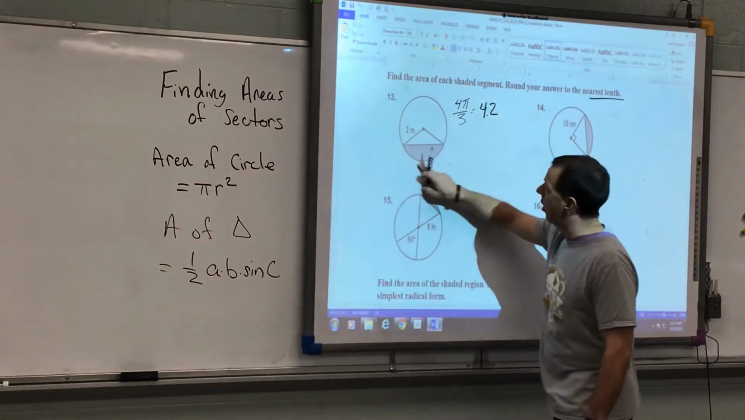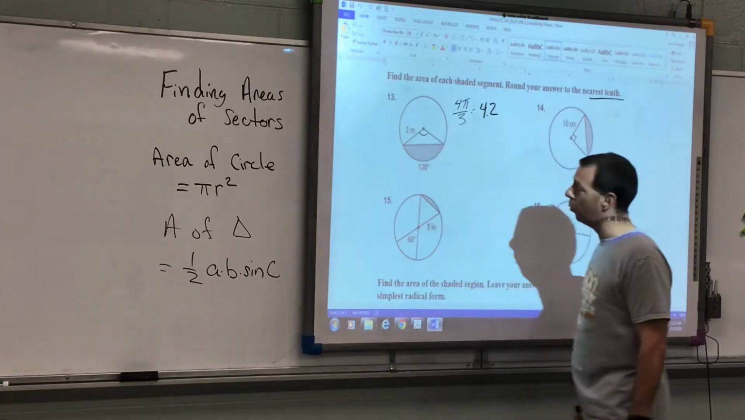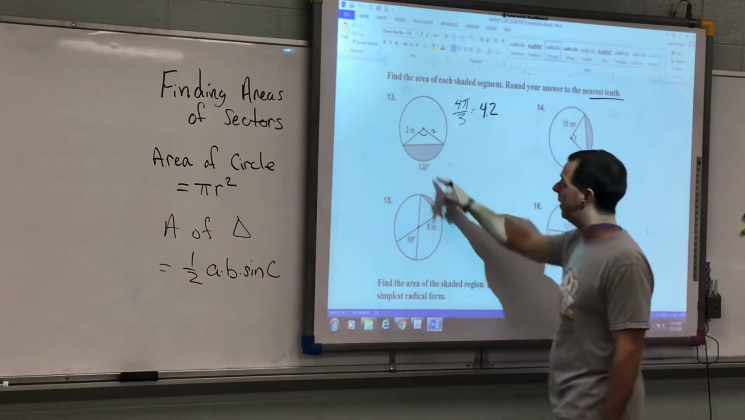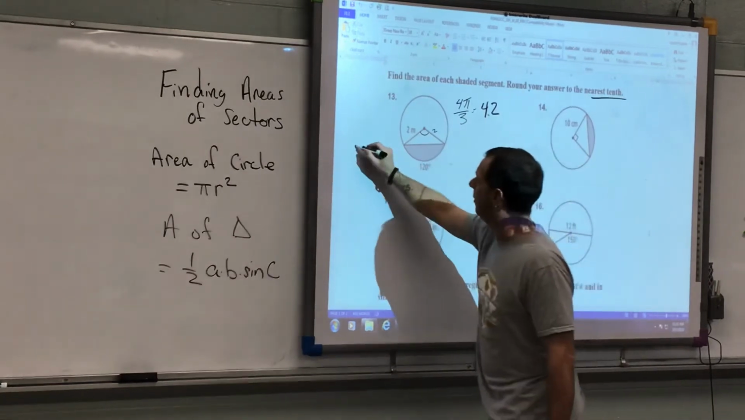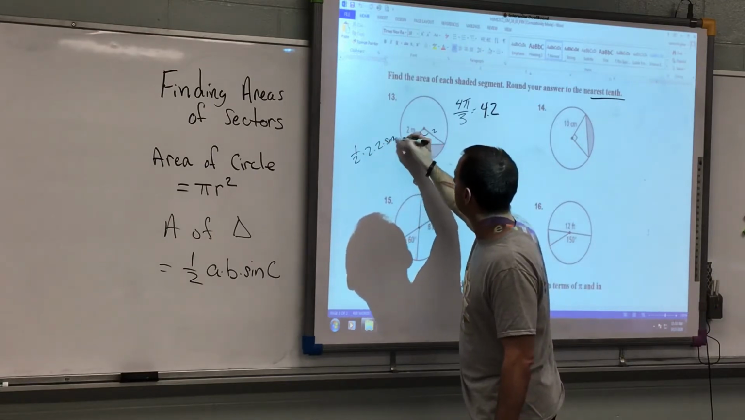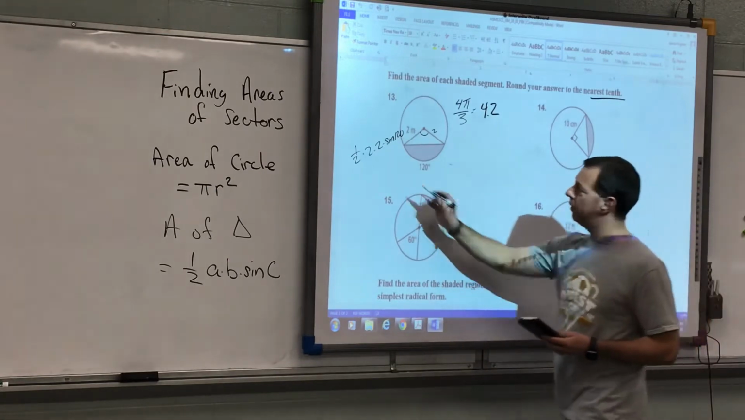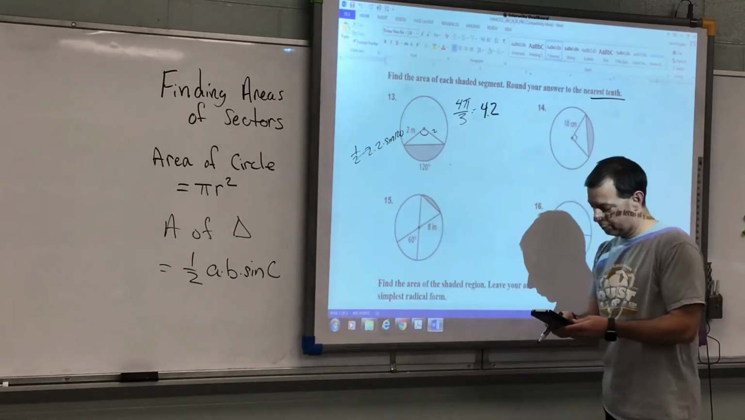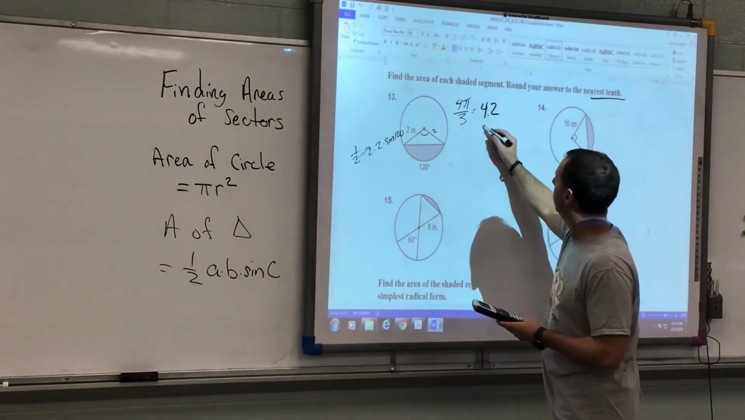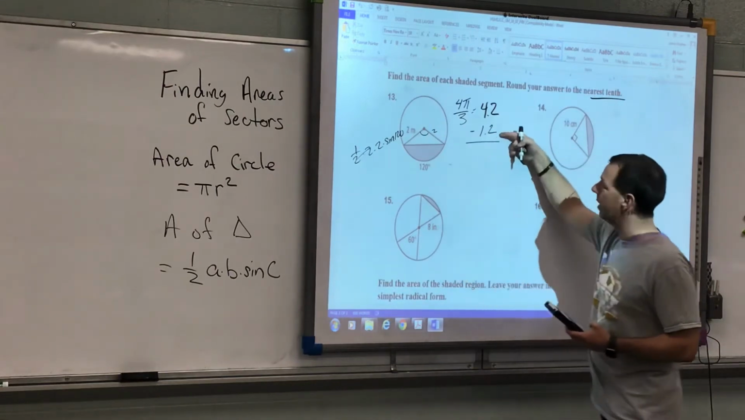So since this arc is 120, I know that this central angle is also 120. Since the radiuses are all 2, to find the area of that triangle, it would be 1/2 times 2 times 2 times the sine of 120. So I punch that in. Those 1/2 and 2 are actually just going to cancel. So I have 2 times sine 120, and that is going to be 1.2. And that is the area of the triangle.